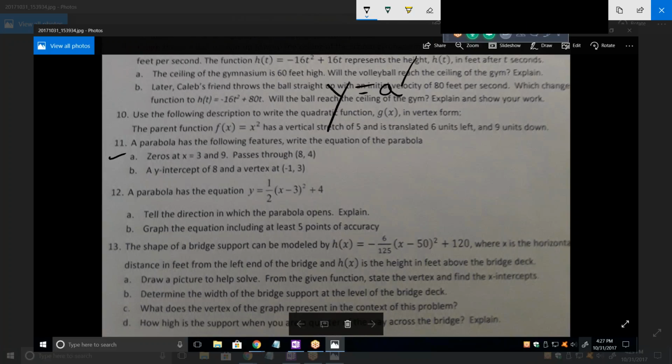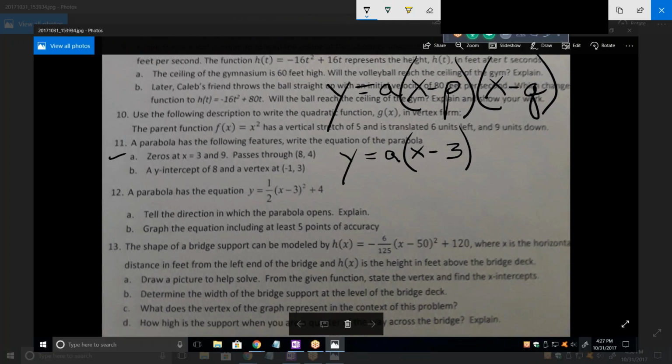Intercept format, that A is the same as our other A, but the format is different. P and Q are the x-intercepts. So how much of this do we know? We know the P and Q. So read everything we know. We don't know A yet. Right. x minus, minus 3. And then x minus 9.